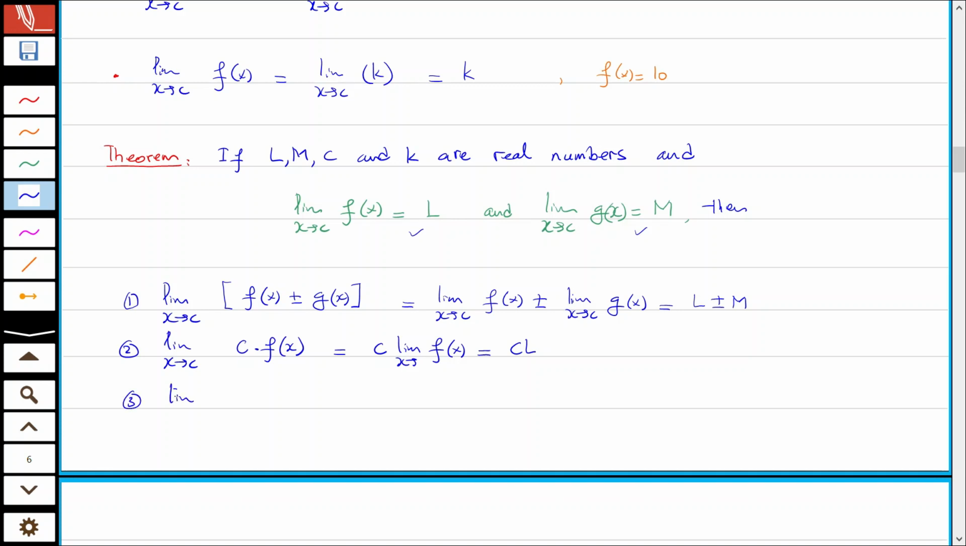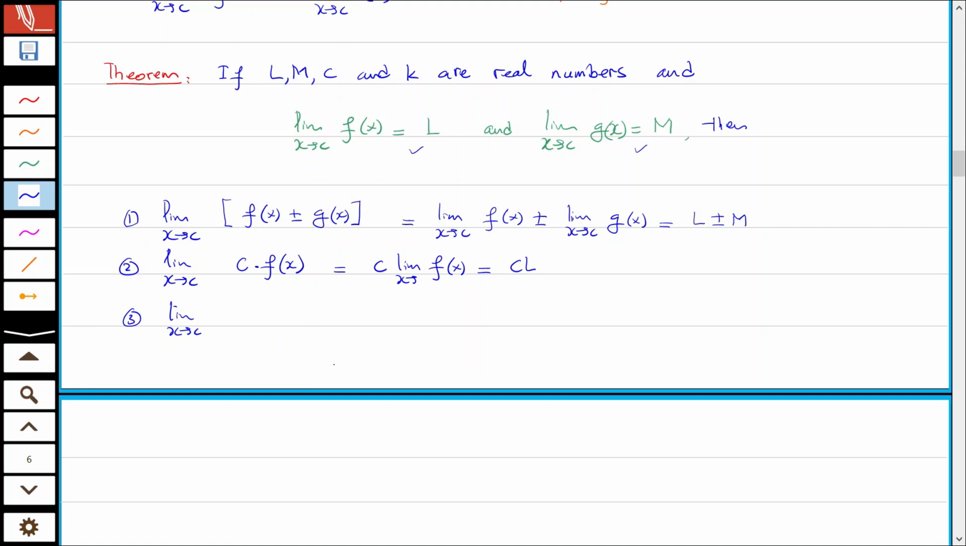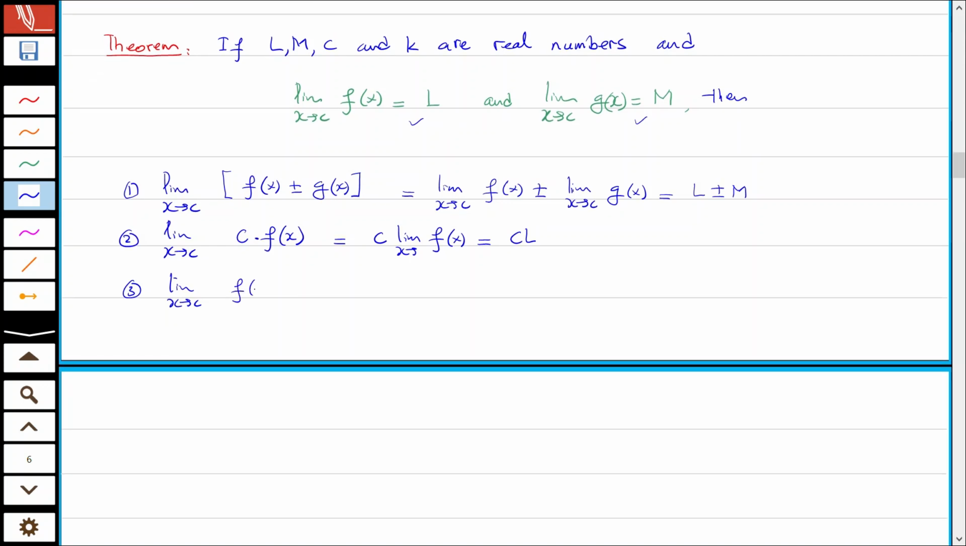The limit as x approaches c of f of x multiplied with g of x. You have two functions multiplied together and you're taking the limit of the product. You can actually take the limit of the functions first and then multiply them together afterwards. That equals L multiplied by M. So I can say the limit of the product is the product of the limits.